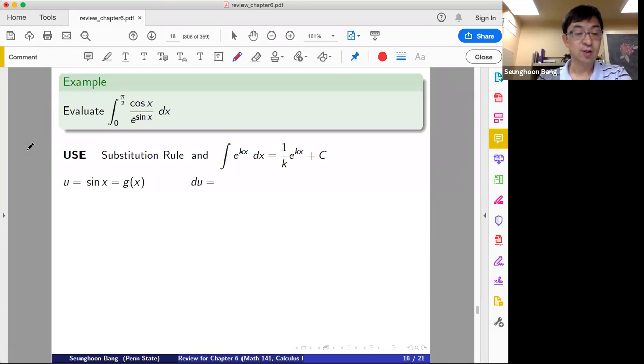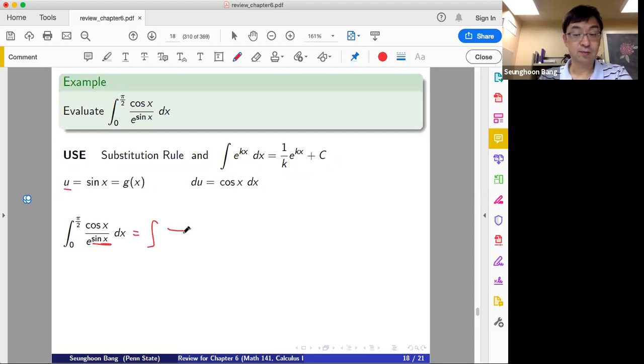What is du? Sine x prime dx. Exactly. The sine x prime dx. So we have cosine x dx. So we have it like this. So next, substitute. Here, integral from 0 to pi over 2, we can change it later. The sine of x is here u.